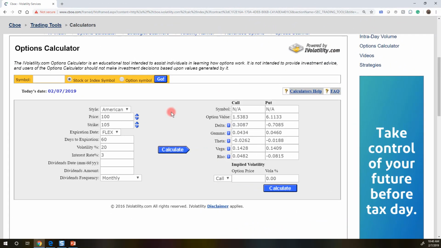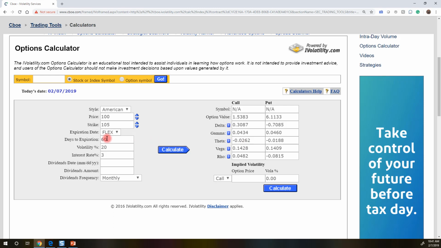So here we are at the Chicago Board Options Exchange, or the CBOE option pricing model. I'm going to look at an out-of-the-money option, but it doesn't matter. It works for any strike that you're looking at. So let's say the stock is trading for 100. I've got the 105 strike, 60 days to expiration, volatility 20%, and an interest rate of 3%. When we click on calculate, the model says that the call option should be trading for almost $1.54. But now we look down here and we see theta is 0.026, almost 0.03. So we're going to lose almost 3 cents just from the passage of 1 day's time.